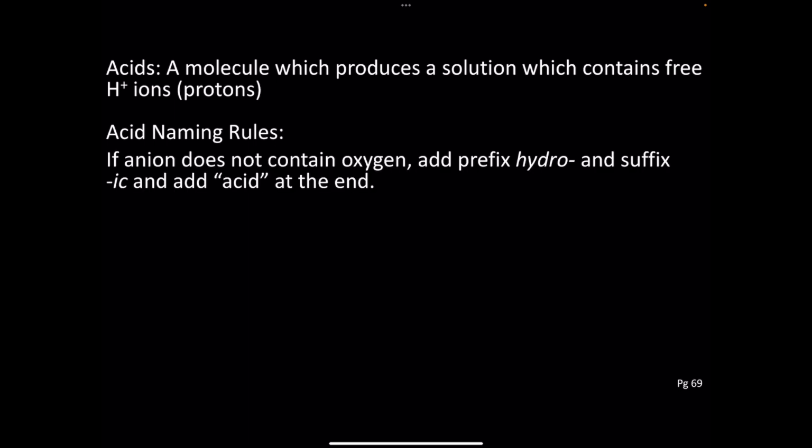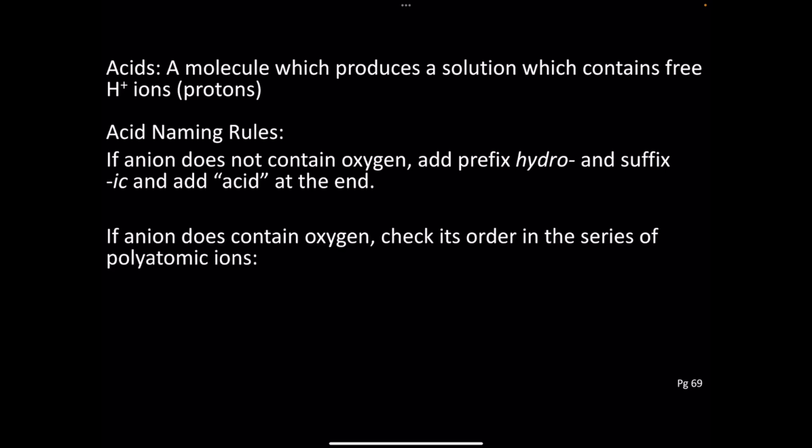And finally, we have acids, which are defined as a molecule that produces a solution containing free H+ or hydrogen ions, which are basically just protons because hydrogen atoms have 1 proton and 1 electron in their neutral state. But when you get rid of that 1 electron, you just have a proton. So an acid is also known as a proton donor. Some of the naming rules here are if the anion does not contain oxygen, we add the prefix hydro and suffix ic and add acid to the end. That's when it doesn't contain oxygen.